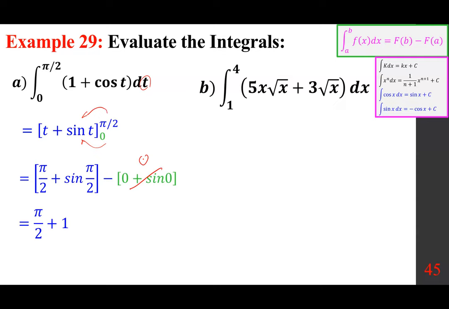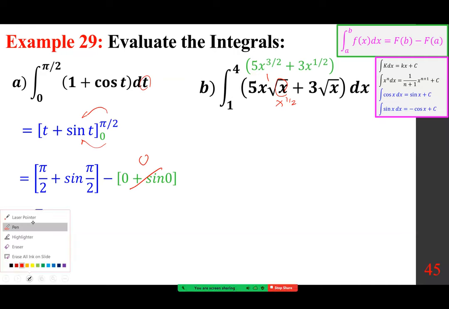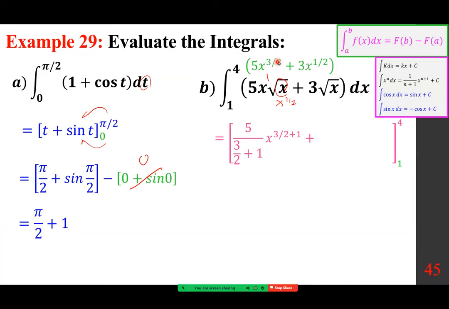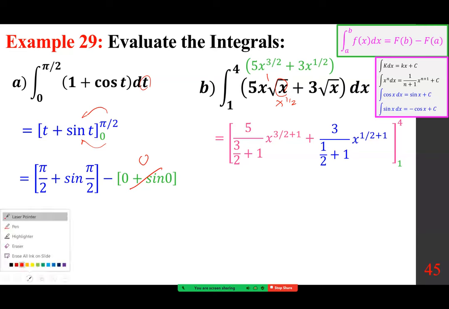Well, just as with differentiation, first we are going to write this one as x to the power of 1/2, and this has exponent 1. 1 and 1/2 gives us exponent 3/2. So 5x to the power of 3/2 plus 3x to the power of 1/2 dx. Now we can use the power rule. And 5 divided by 3/2 plus 1, x to the power of 3/2 plus 1. 3 divided by 1/2 plus 1, x to the power of 1/2 plus 1. And believe it or not, this is the only calculus step. You put the asterisk next to it. And you're done.